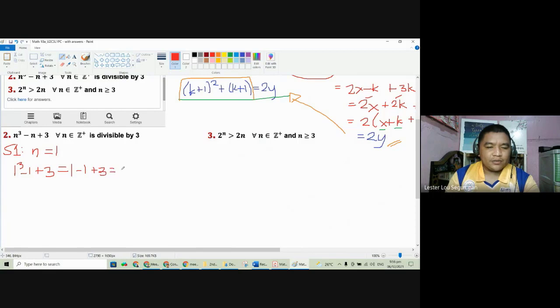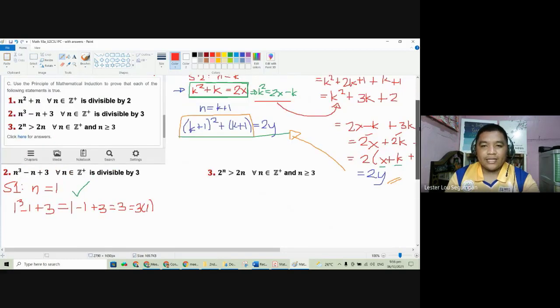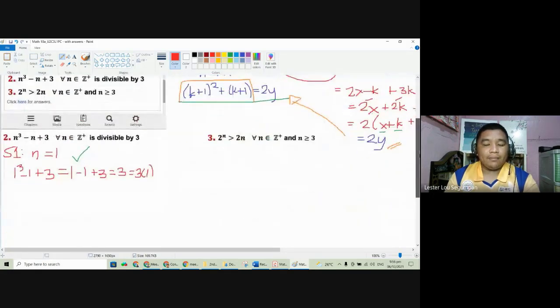That's 0 plus 3, which is also 3. And 3 is divisible by 3. Therefore, step 1 is already satisfied. Or you could also write this as 3 times 1 just to show the expression, that any number that has a factor of 3 is divisible by 3.